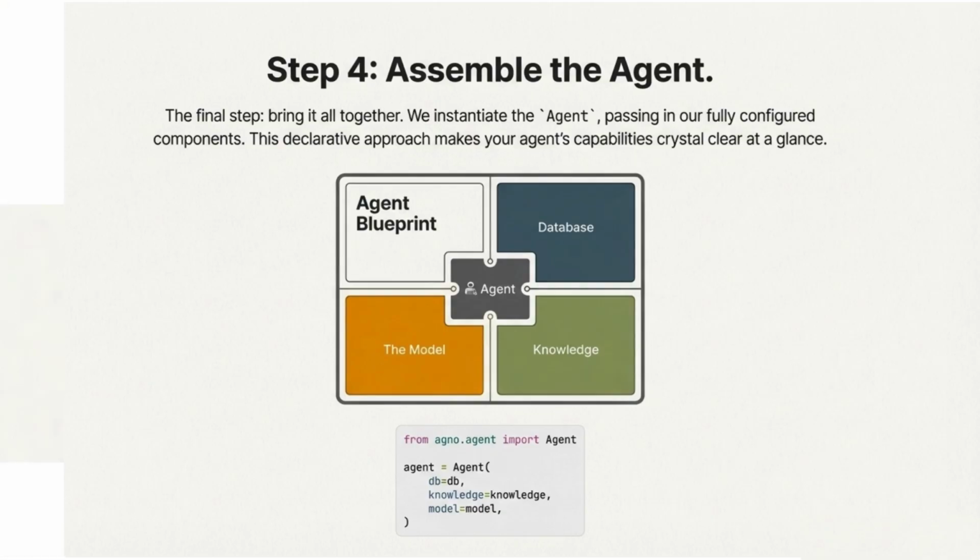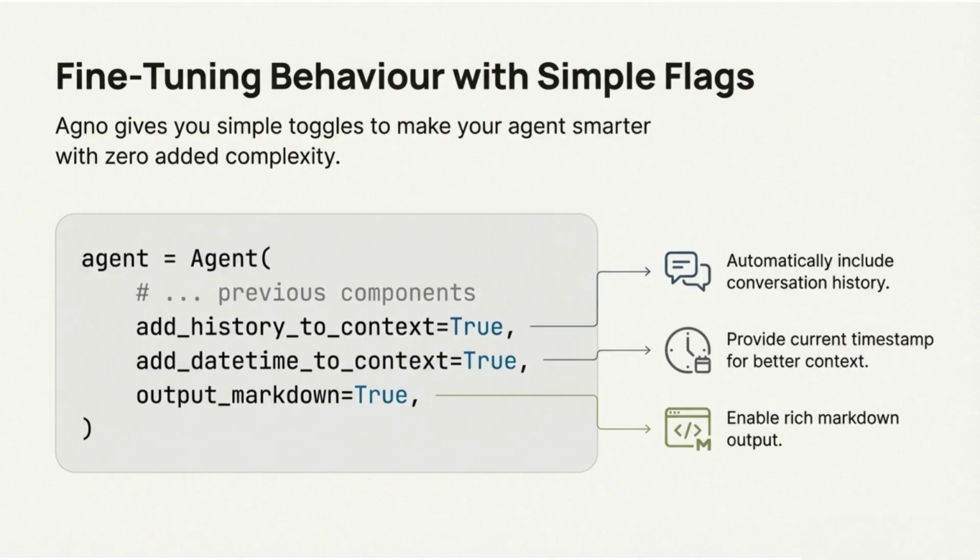But wait, there's more. Agno gives you simple flags to fine tune behavior. Want conversation history automatically included? Set add_history_to_context equals true. Need timestamps? Turn on add_datetime_to_context. Want markdown output? One flag. It's all about making your agent smarter with zero complexity.